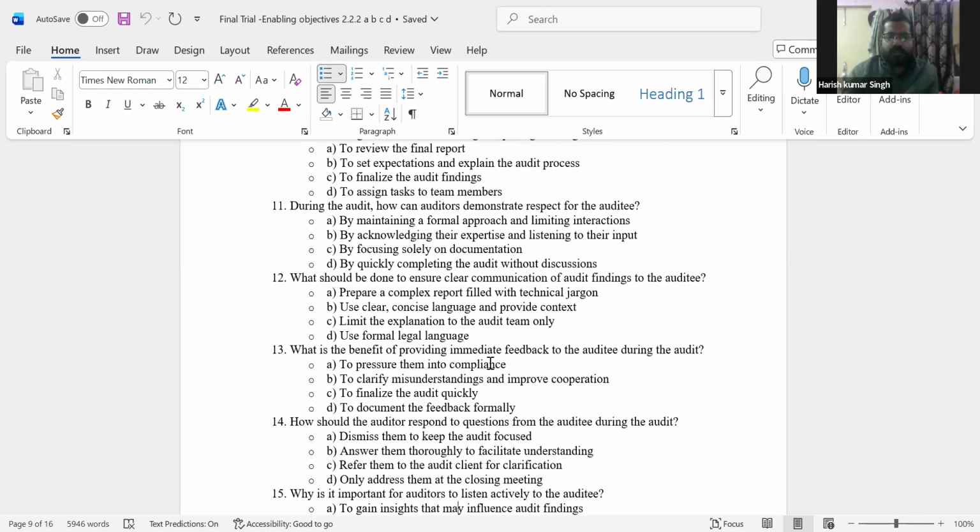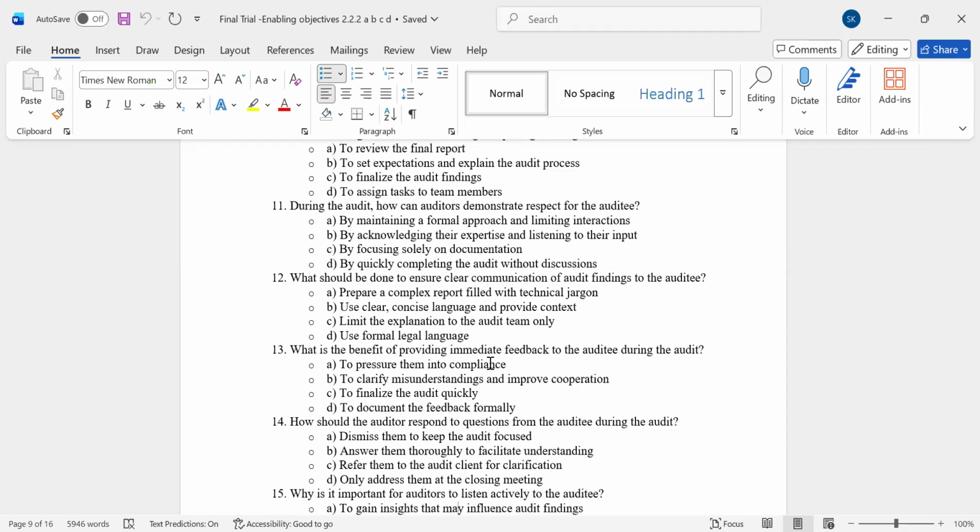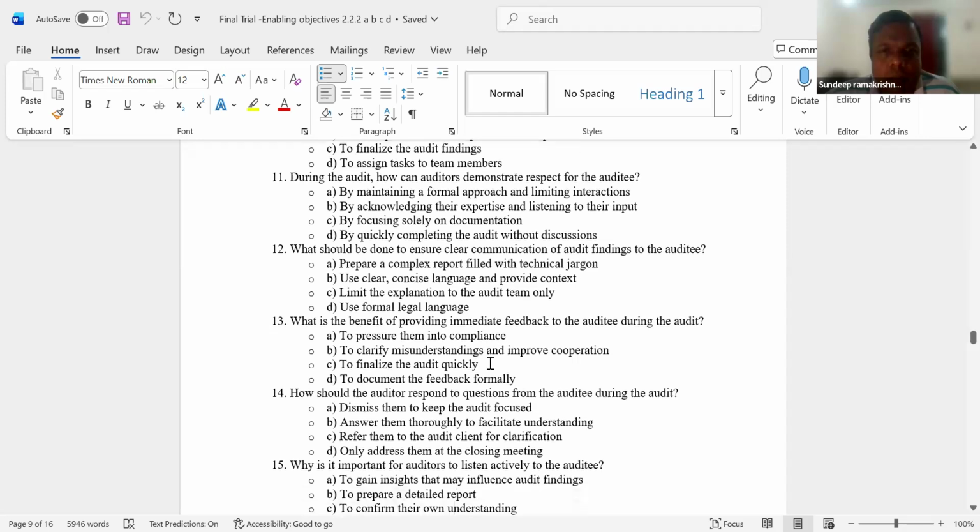12th one, what should be done to ensure clear communication of audit findings to the auditee? A. Prepare a complex report filled with technical jargon. B. Use clear, concise language and provide context. C. Limit the explanation to the audited team only. D. Use formal language. Sir, B. Use clear, concise language and provide context. Yes, sir. B. Right answer. B is the right answer for the 12th question.